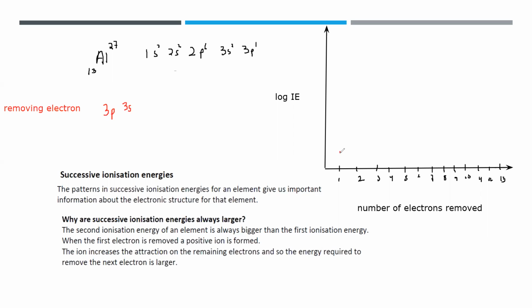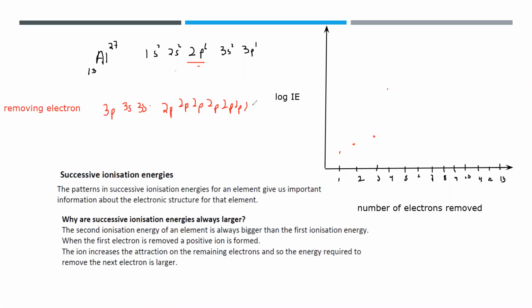So there will be a gap, but not too much difference between them. 3s, then 3s, because 2 electrons are there. Then you remove the fourth electron. The fourth electron must be removed from 2p. So the shell changes. Whenever the shell changes, you will have a greater difference, a big gap or a jump between the ionization energies. And then you will remove from 2p. There are 6 electrons, so 6 times you'll remove an electron from 2p.